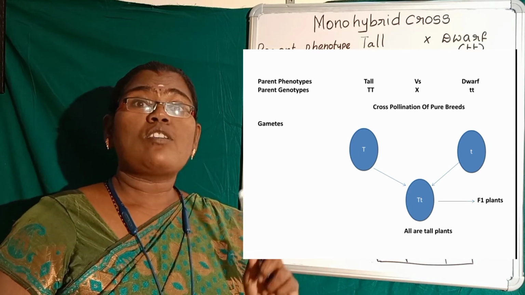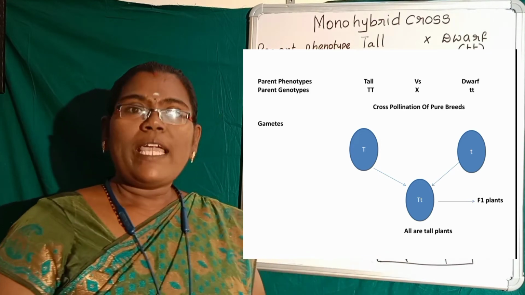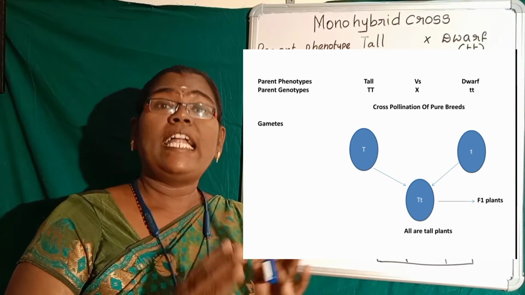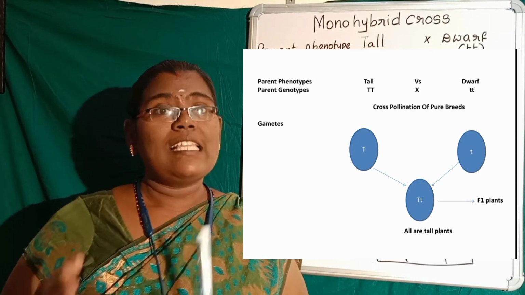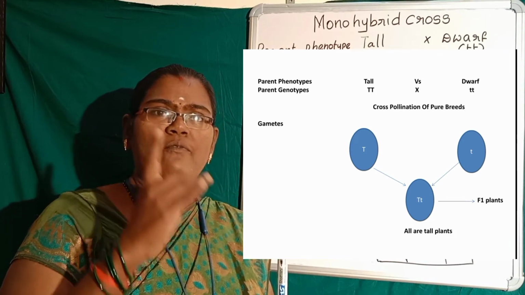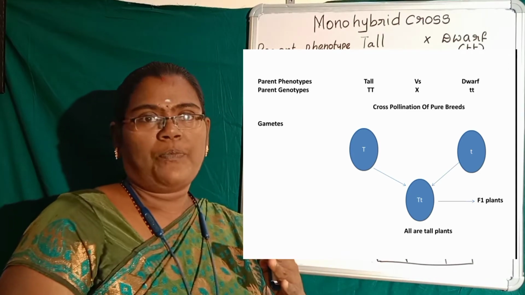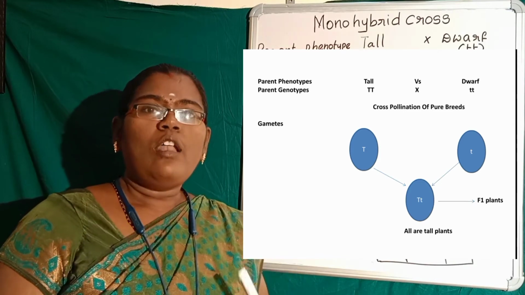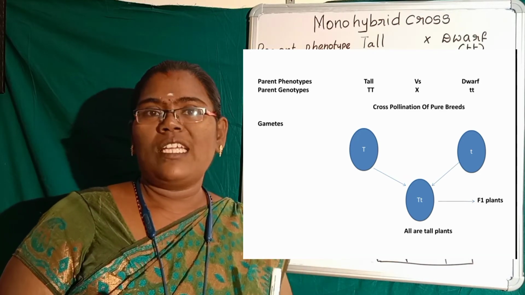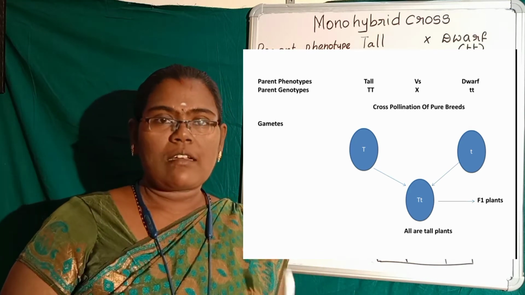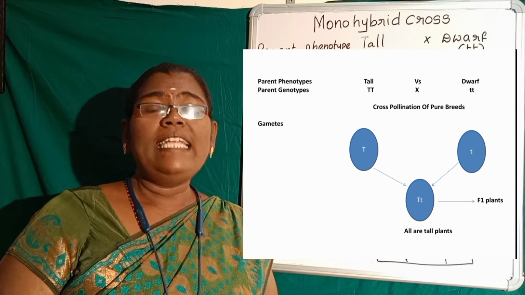F1 plants are in heterozygous condition. So here all are coming as tall plants. Why? Because if a character is expressed in a heterozygous condition, one allele has to be dominant over the other. So it means that only one factor, one gene, one physical expression is appearing. It means that they will be dominant always. So whatever characters are expressed in the F1 generation, we call them dominant characters.